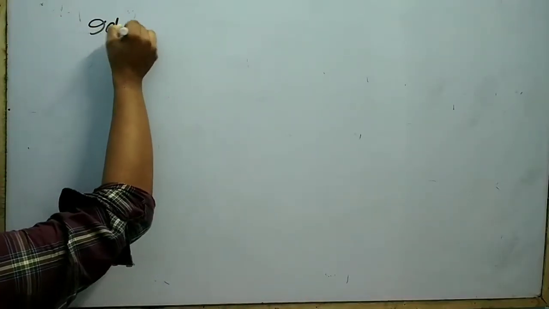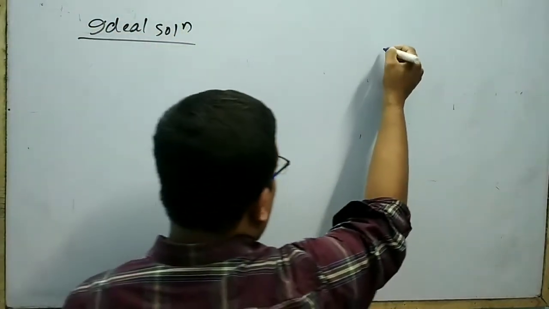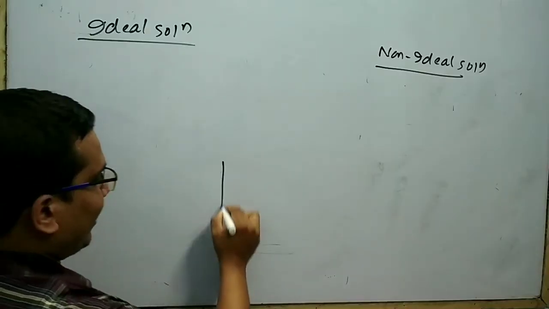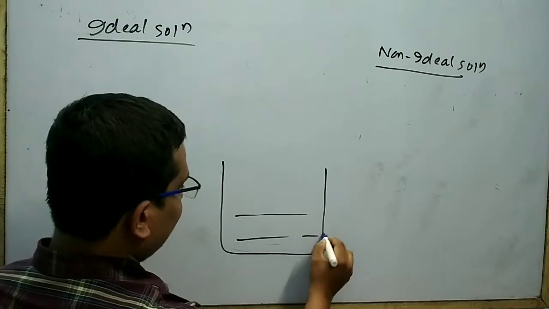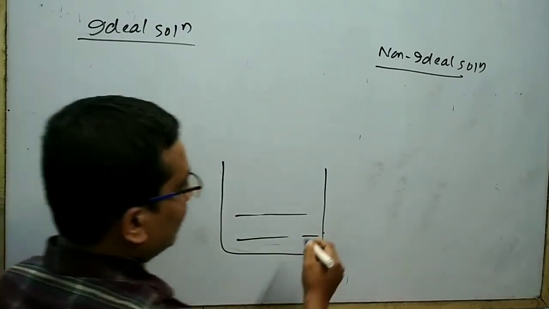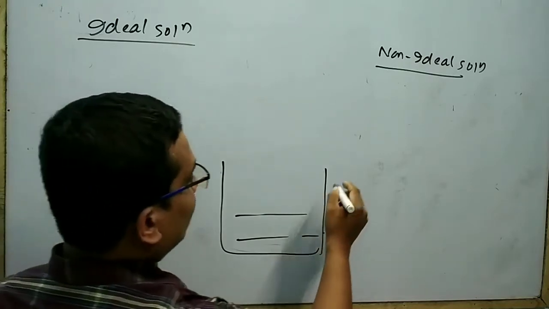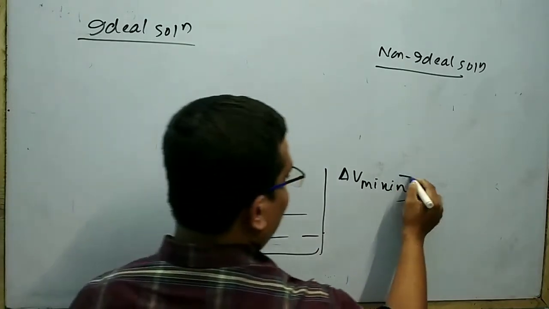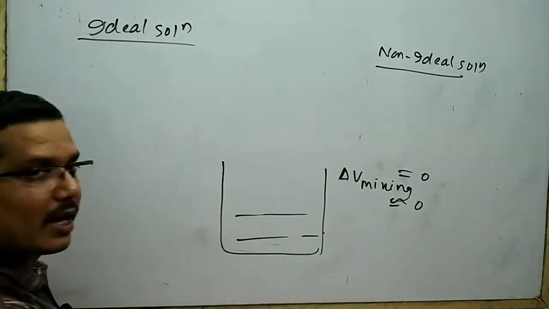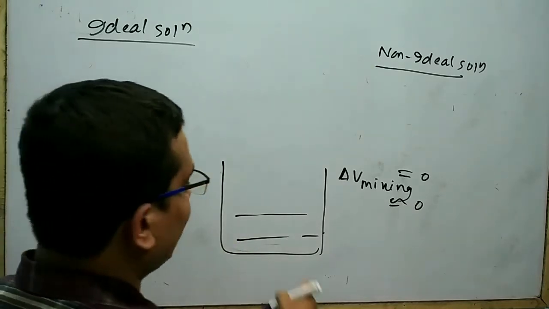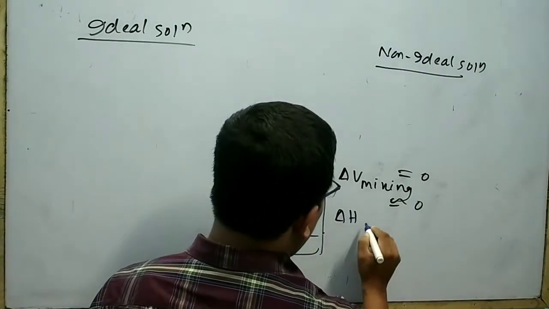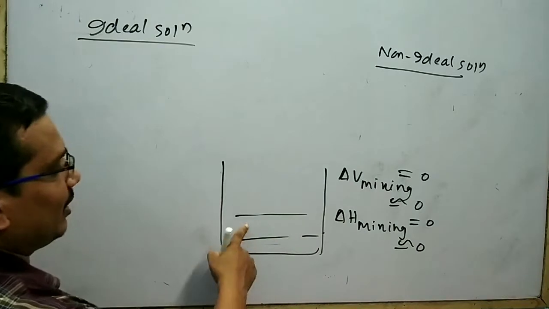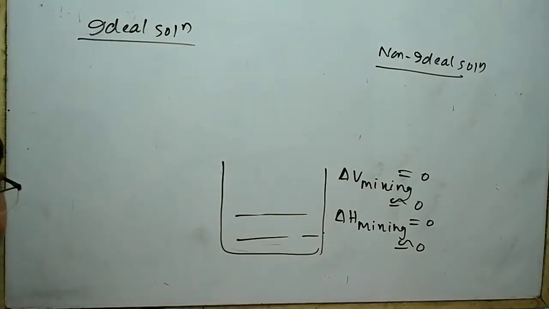Next I will explain about the ideal solution and another is your non-ideal solution. Suppose I will take a solution. Suppose the change in volume, that is del V mixing of the solution, is equal to 0 or nearly equal to 0, and also the change in enthalpy of the solution, that is del H mixing, is equal to 0 or nearly equal to 0, then that solution is called ideal solution.